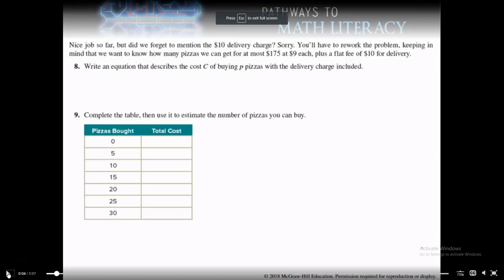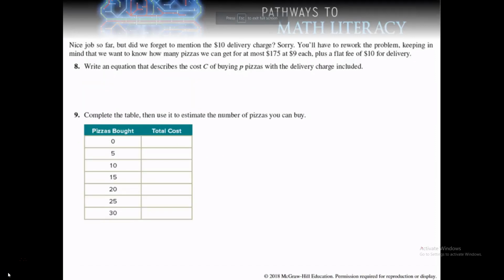Here we're going to do the pizza problem again, except this time it says, wait, there's also a $10 delivery charge. So in question 8, write an equation that describes the cost of the pizzas. Well, now it's still going to be $9 a pizza, but we've got to add in the $10 delivery charge. So the cost C is going to be 9p plus the $10.